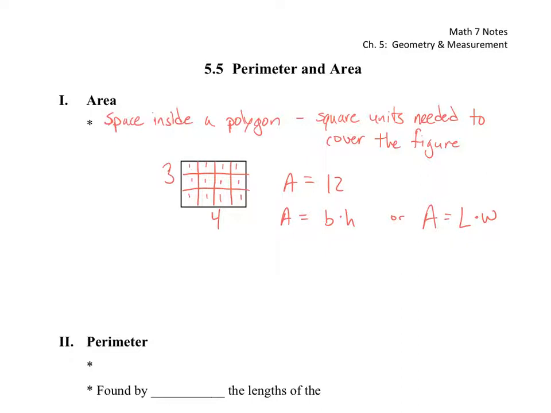That's the formula for a rectangle, okay? Or a square. This is a rectangle or square. Okay? It's not for every polygon.